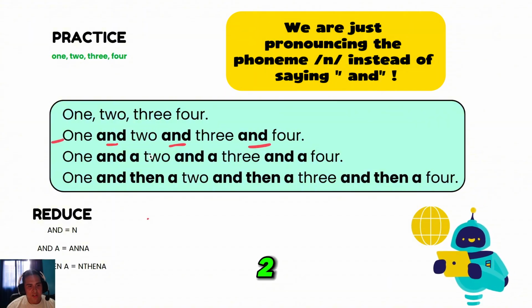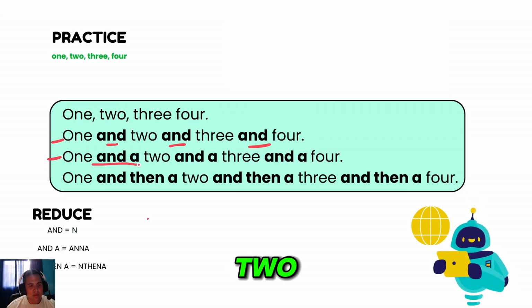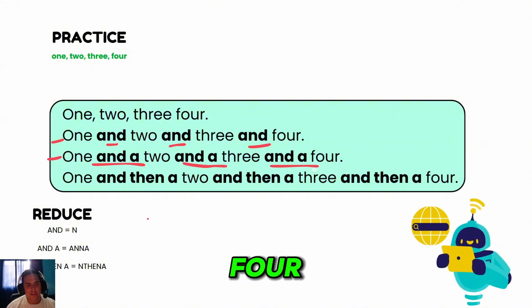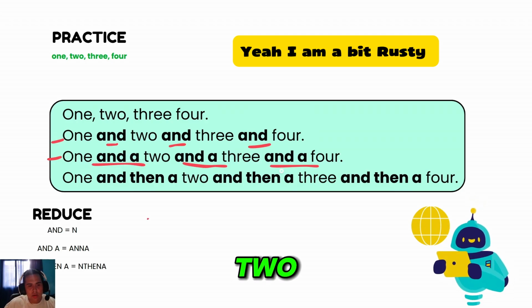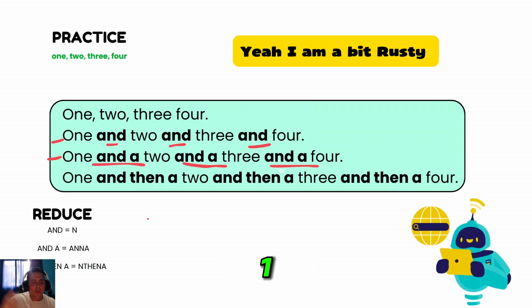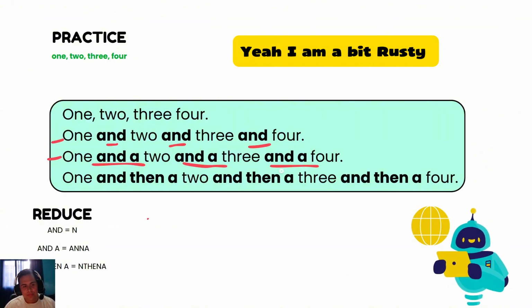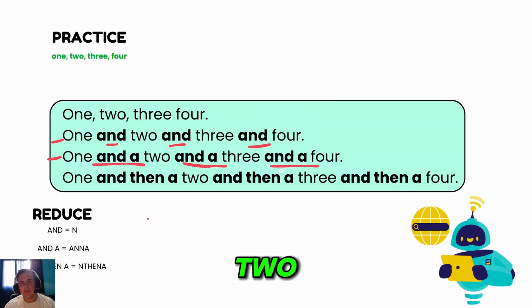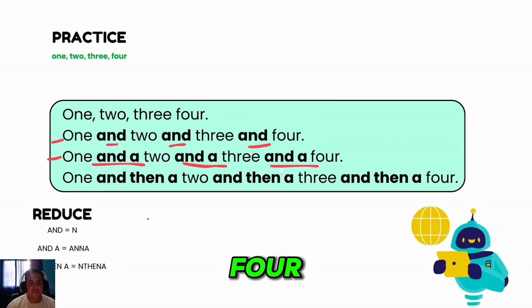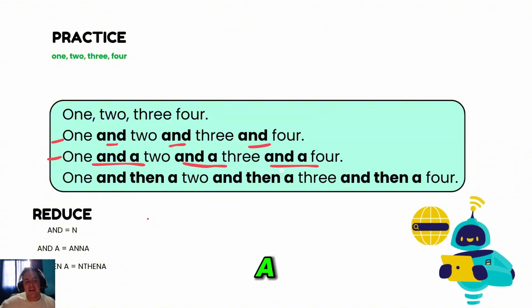1 and a 2 and a 3 and a 4. The next one, 1 and a 2 and a 3 and a 4. Notice we are not saying the full words; we are saying 1 and a 2 and a 3 and a 4.